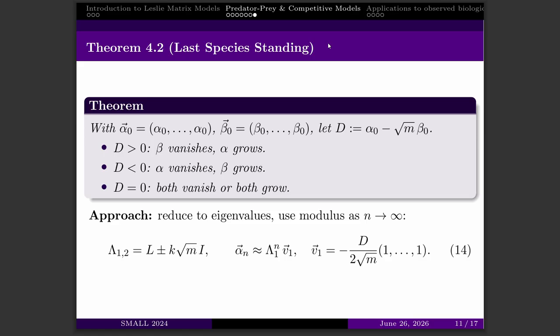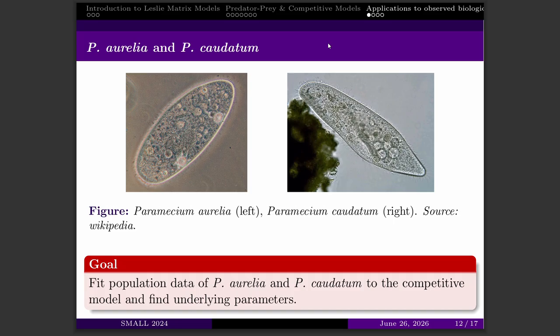If D is positive, then alpha goes to infinity and beta vanishes to 0. If D is less than 0, alpha vanishes and beta grows. If D is exactly 0, both populations vanish or both grow at the same time. And the approach to prove the theorem is basically to reduce down to eigenvalues and use a modulus as time n goes to infinity.